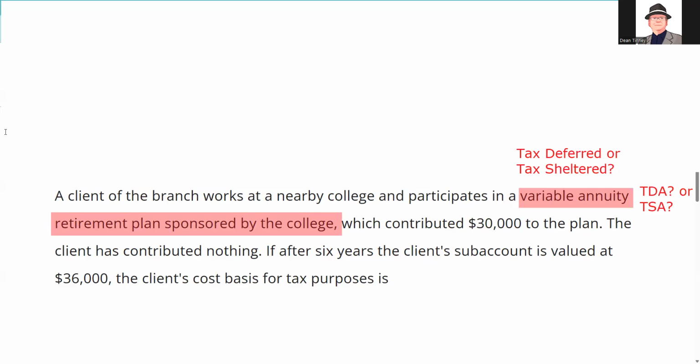And remember, like any retirement plan, if it's sponsored by your employer, the money that's going in there, that $30,000 is pre-tax. It's money that's never had taxes paid on it. The client has contributed nothing.